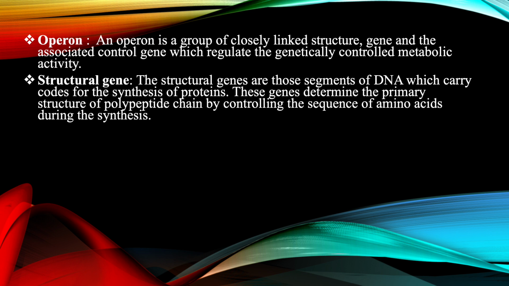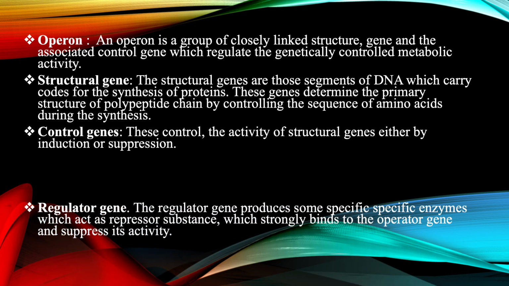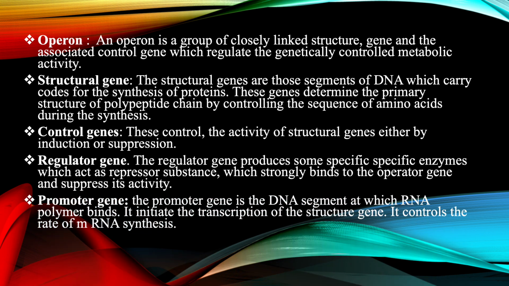Structural gene. The structural genes are those segments of DNA which carry codes for the synthesis of proteins. These genes determine the primary structure of polypeptide chain by controlling the sequence of amino acids during the synthesis. Control genes. These control the activity of structural genes either by induction or suppression. Regulator gene. The regulator gene produces some specific enzymes which act as a repressor substance which strongly binds to the operator gene and suppresses its activity.